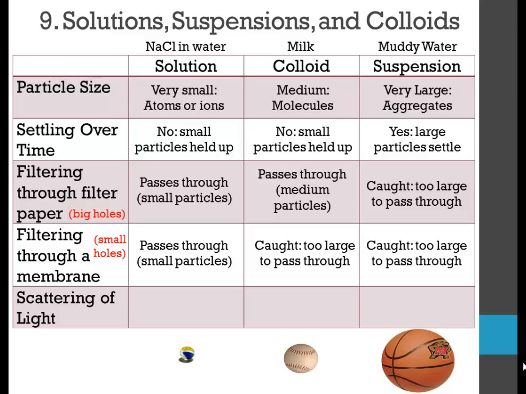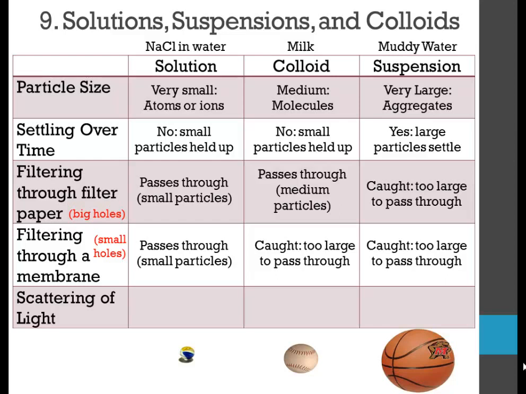They're too large to pass through the small holes of the membrane. So if I pass my salt water through a membrane, it's still going to be salt water on the other side because the sodium and chloride ions are small enough to pass through. My milk and my muddy water, however, I would catch all those particles. So my milk would come out as clear water because I would catch everything else. Same thing for my muddy water. It would come out clear because we caught all of the mud.